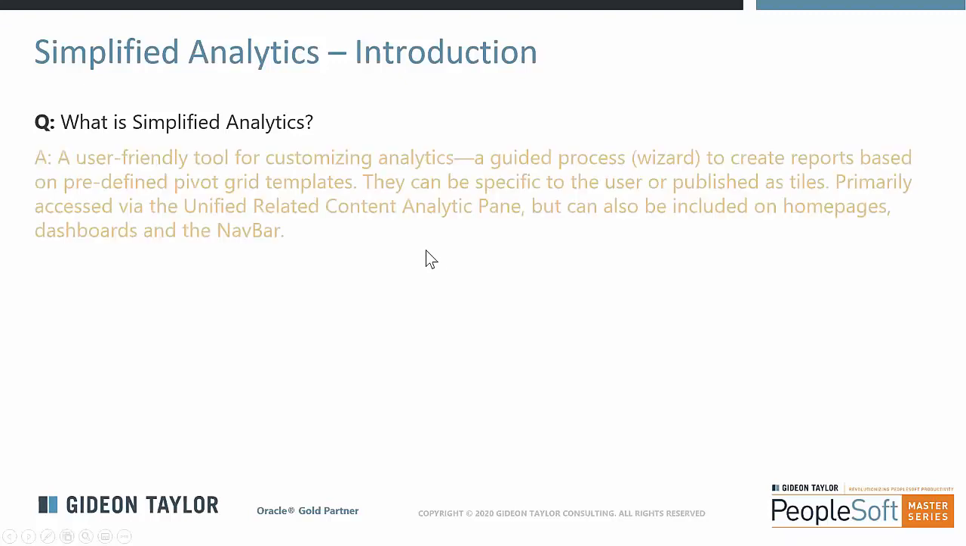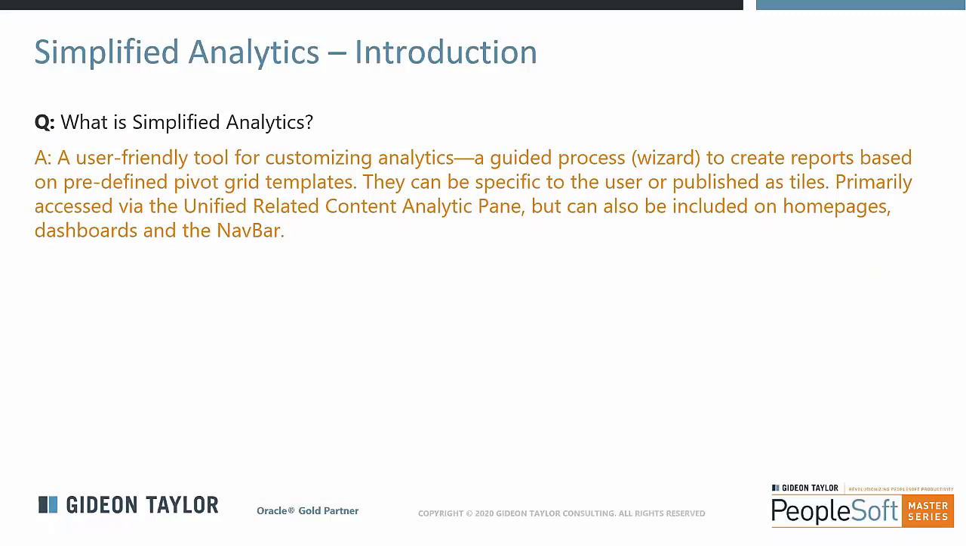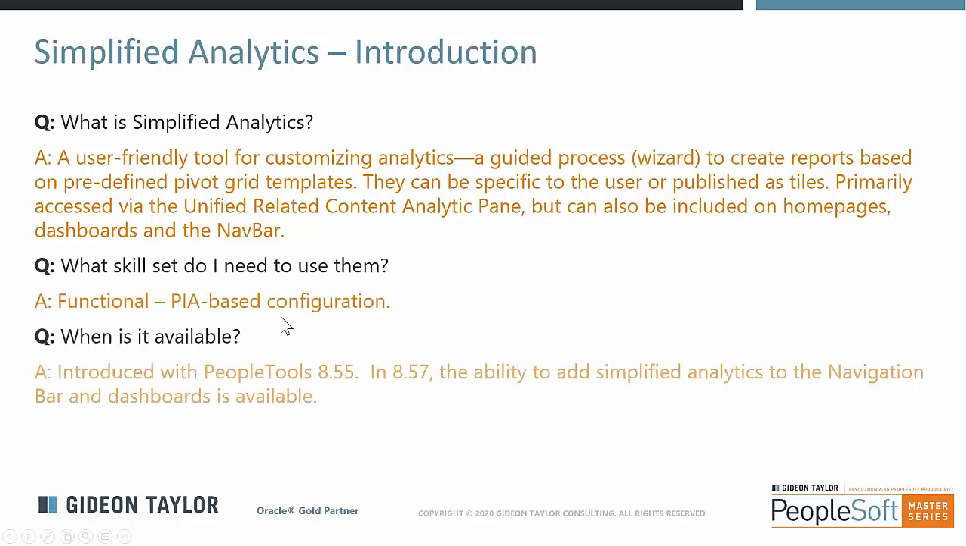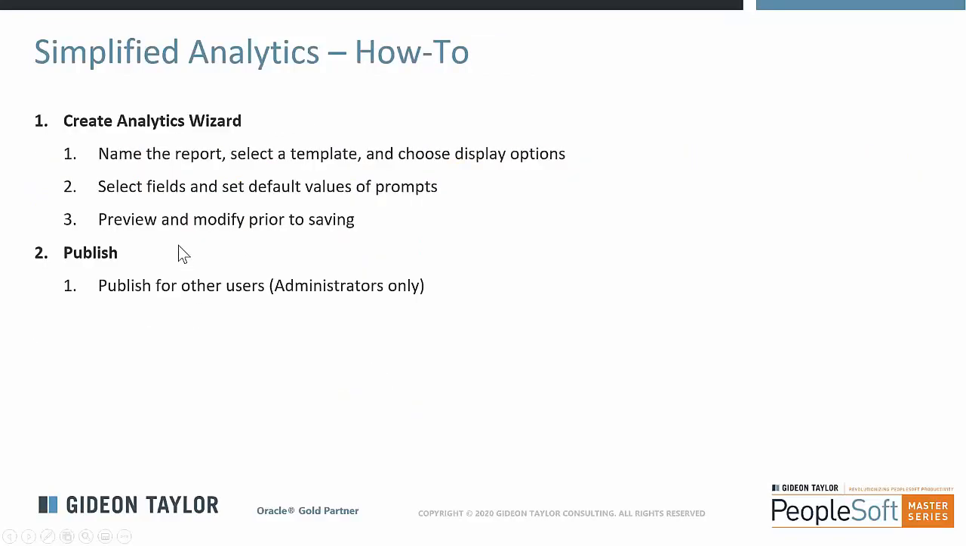So a quick walkthrough. Simplified Analytics is a user-guided tool that goes through a wizard process and enables you to publish the results as a tile, either on a home page or in a related content window. It's completely functional. It became available with tools 8.5 and can be more broadly deployed in tools 8.55, and more broadly deployed in 8.57. It's a pretty straightforward approach to doing that customization.